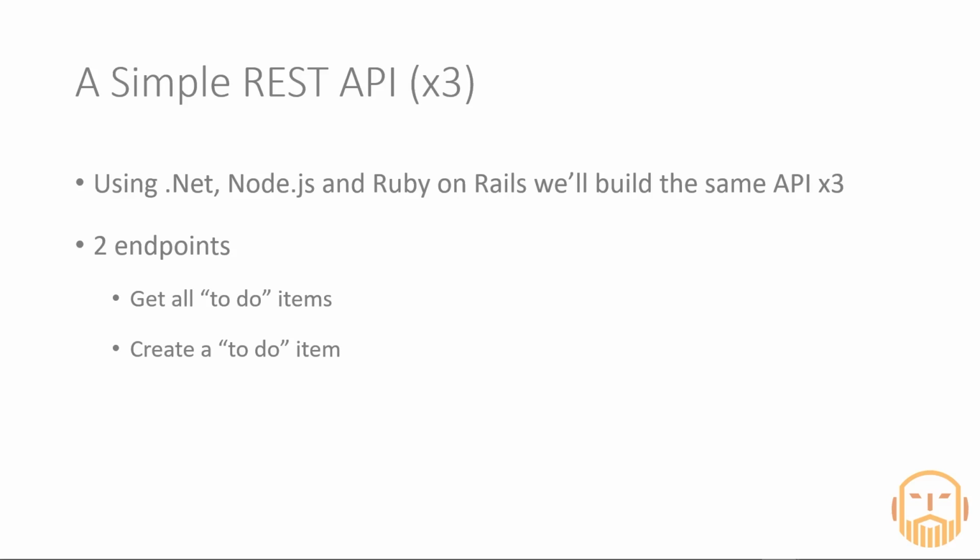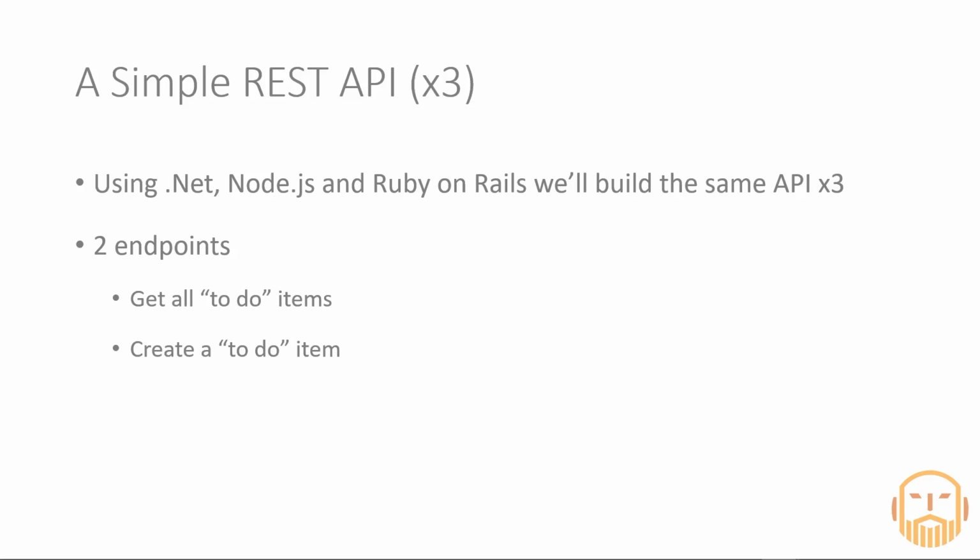And the 2 endpoints that we're going to implement in each of the APIs are quite simple. We're going to have one endpoint that will allow us to read data, get all our items, and one endpoint that will allow us to create some items. So we're not doing the delete and update operations just for brevity, just to keep it quick.